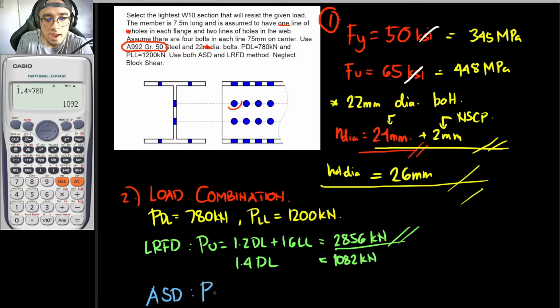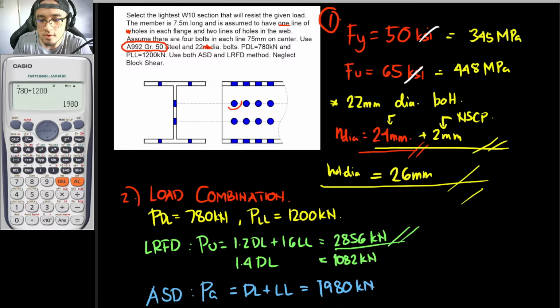So for our ASD, the value for our PA is to be equal to simply the service load or the unfactored load. That is basically dead load plus live load. So looking once again to the calculator to your left, that is basically equal to 780 plus 1,200, and that would give us an answer of 1,980 kilonewtons. So this is to be the values that we would be making use right now. So 1,980 and 2,856.